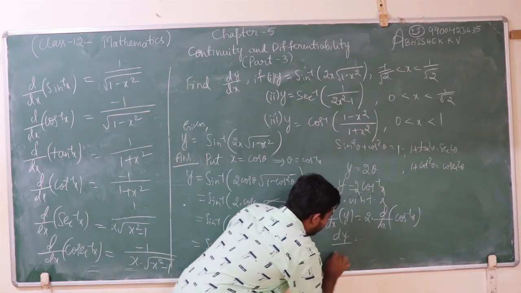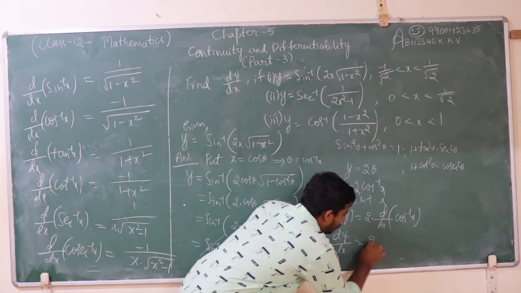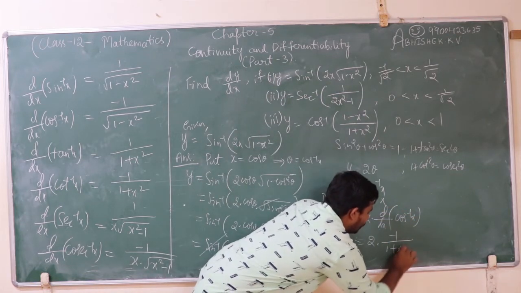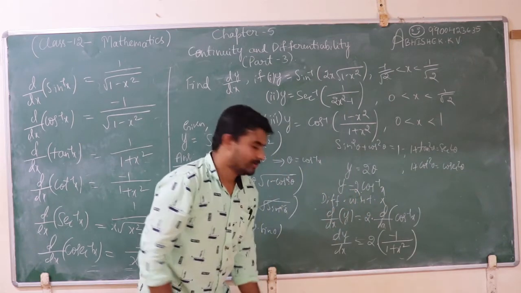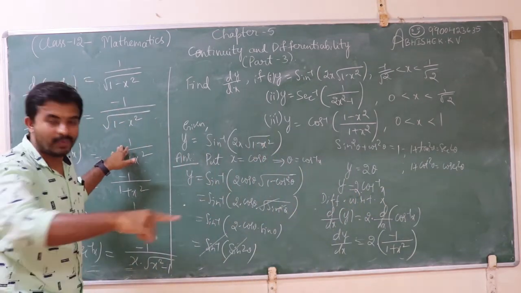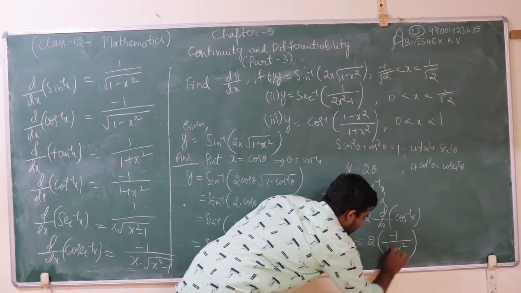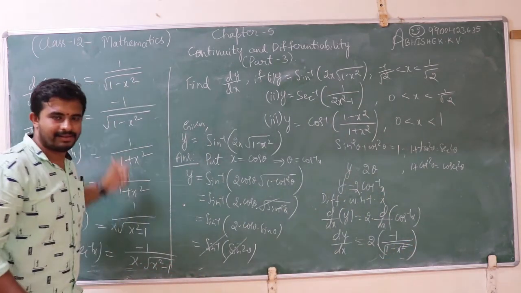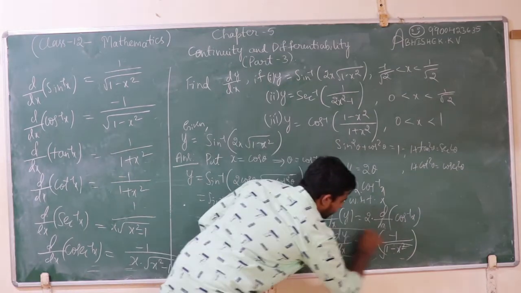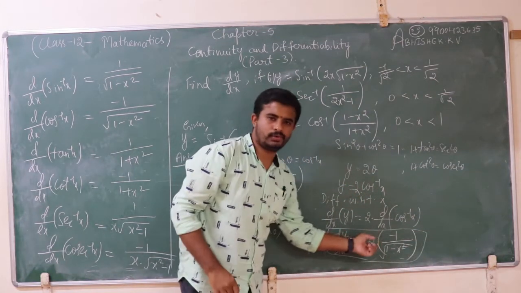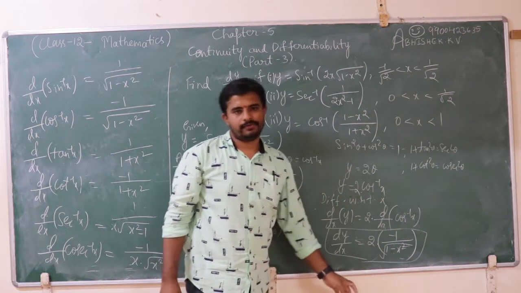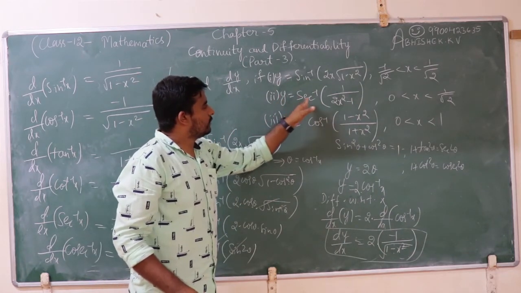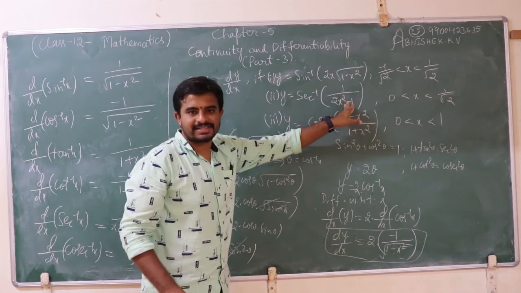dy by dx is equal to 2 into the derivative of cos inverse x, which is minus 1 divided by square root of 1 minus x square. By using this result, dy by dx is equal to minus 2 divided by square root of 1 minus x square. Similarly, y is equal to secant inverse of 1 minus 2x square minus 1.